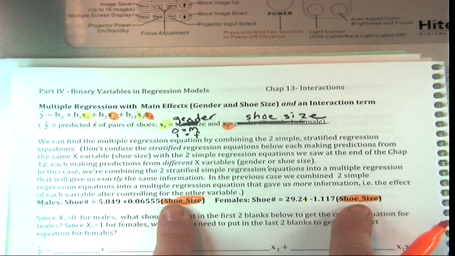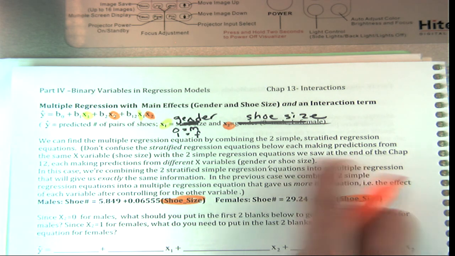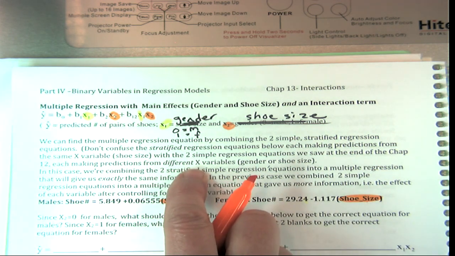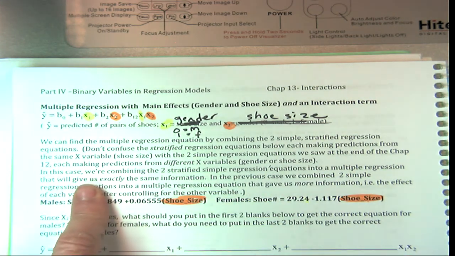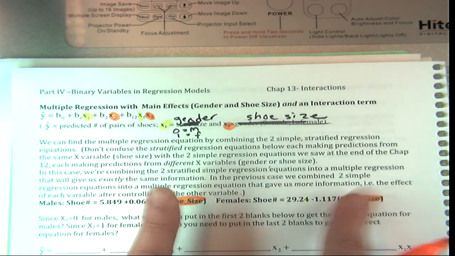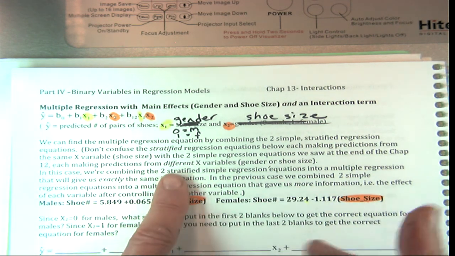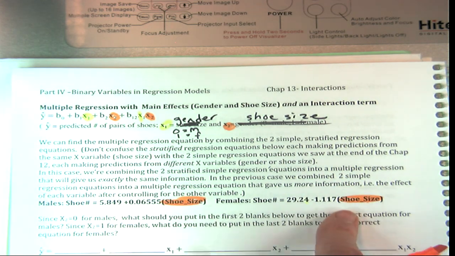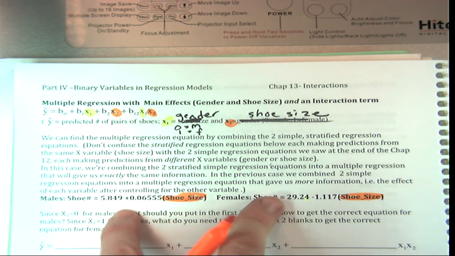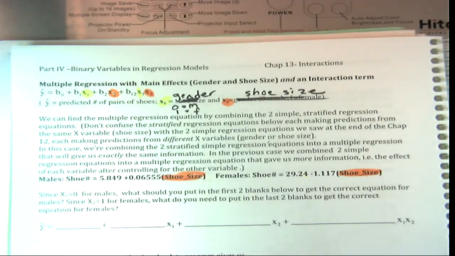Don't confuse that with the two simple regression equations we saw at the end of the other chapter, which were making predictions from different X1s. One was from gender, and the other one was from shoe size. That's something else, okay? So in this case, we're combining the two stratified simple regression equations, both dealing with shoe size predicting shoe numbers, and we're going to combine them into a multiple regression that will give us exactly the same thing as the stratification by including an interaction term. All right, so let's do that.